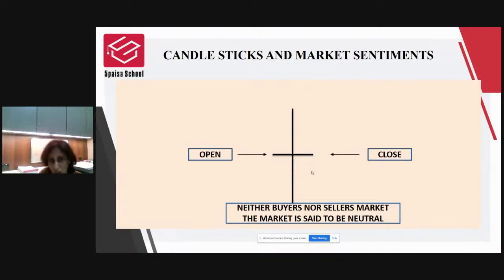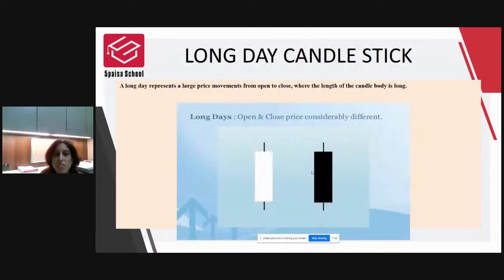Next, we now come to the long day candlestick. Now, what is a long day? What is represented by a long day is that the open and close prices are considerably different. So a long day represents a large price movement from open to close, where the length of the candle body is long.